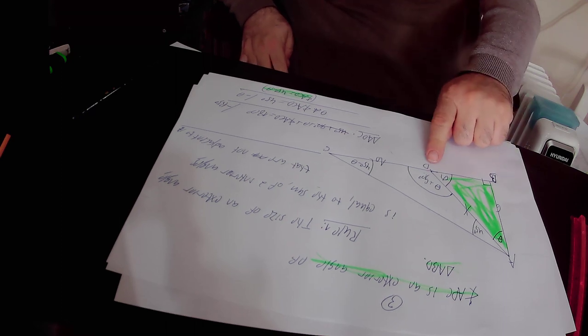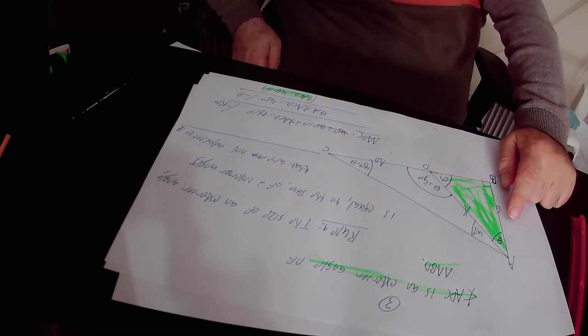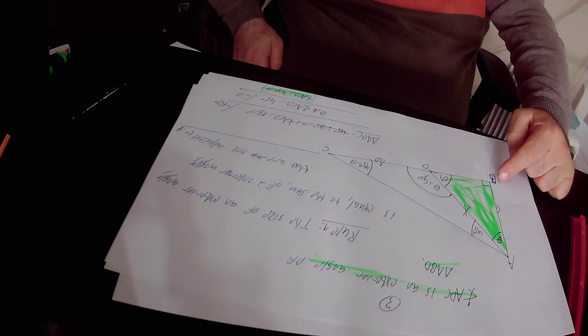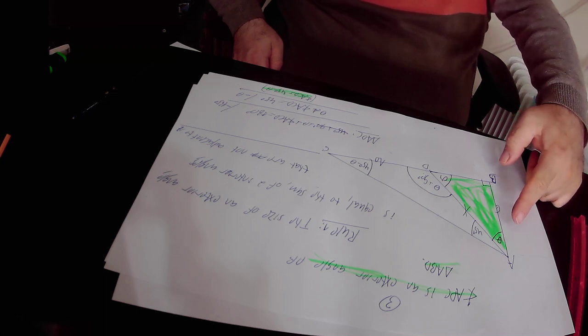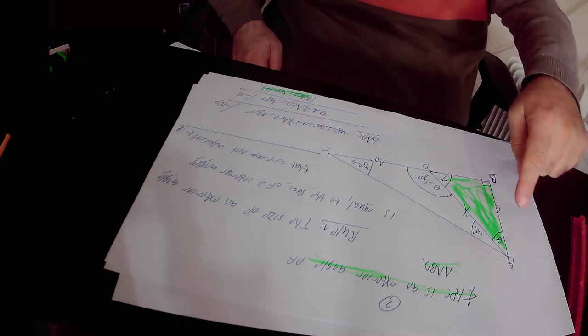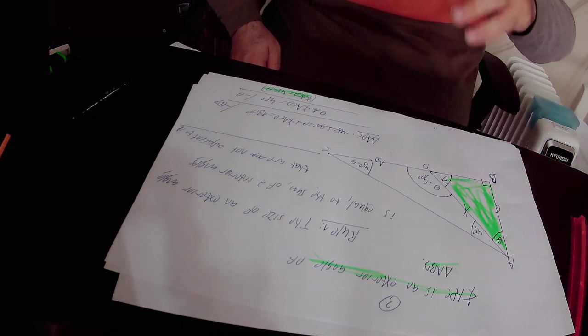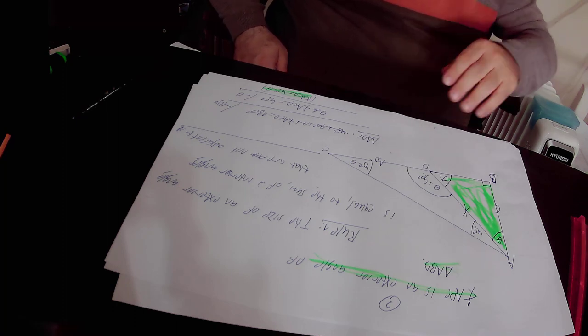Angle alpha is adjacent to angle ADC, so the other two interior angles that are not adjacent to it are theta and 90 degrees, and the sum of those two angles is 90 degrees plus theta. So we found that according to rule number one, the size of angle ADC is 90 degrees plus theta.